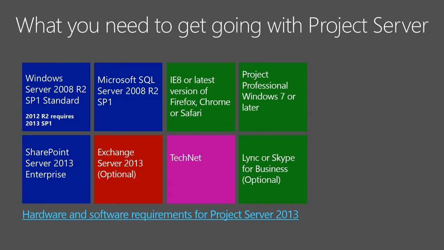So if you want to use a later version of Windows, so 2012 R2, you would have to install SharePoint and Project Server Service Pack 1. And just on the client side, you can also use Project Pro for Office 365. So that's the Office 365 offering of Project Professional.